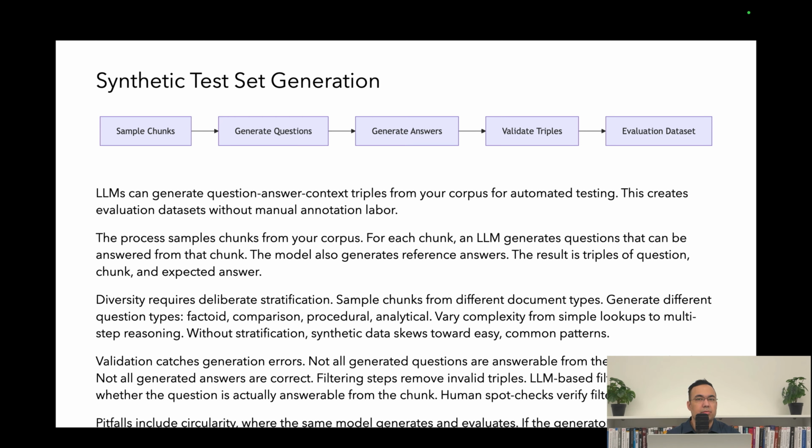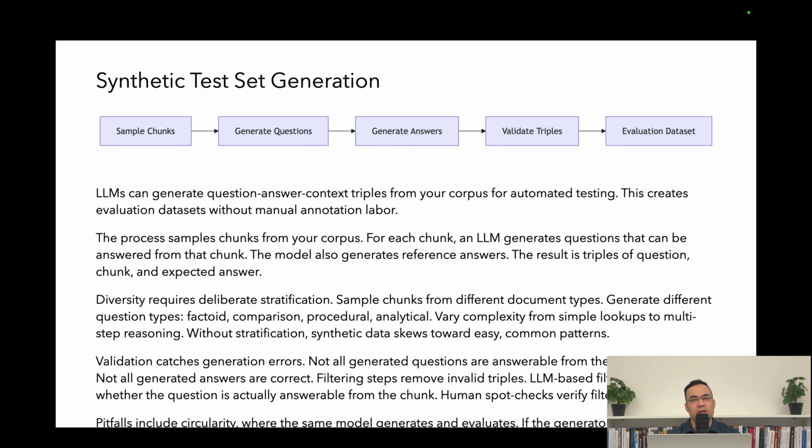Diversity requires deliberate stratification. Sample chunks from different document types and generate different question types: factoid, comparison, procedural, analytical. Vary the complexity. Without stratification, synthetic data skews toward easy patterns. Validation catches the generation errors. Not all generated questions are answerable from the source chunks. A filtering step removes the invalid triples. Human spot checks verify filtering quality.